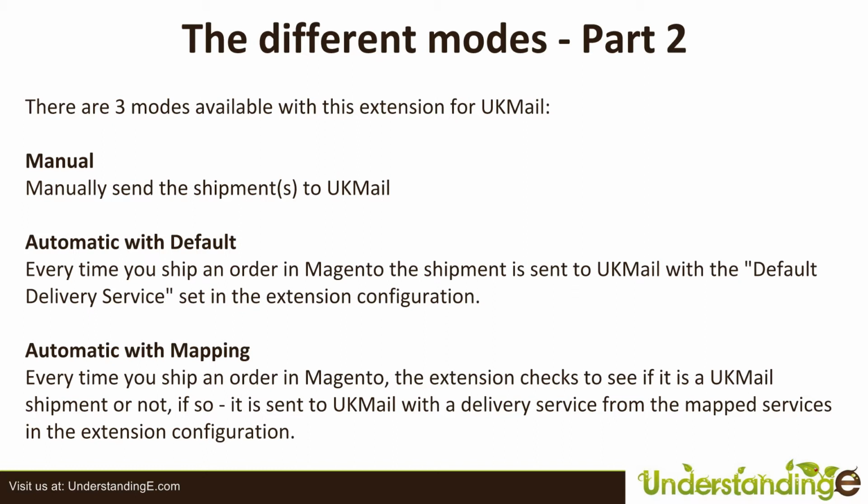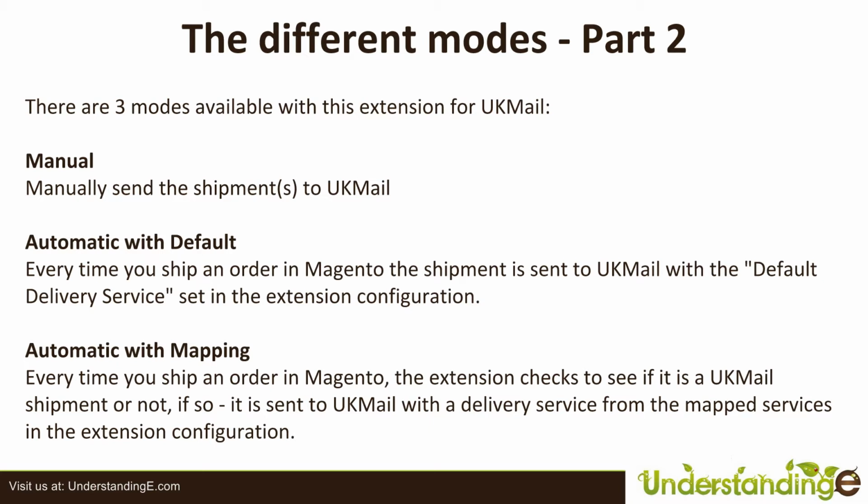The second method is the automatic modes. The first is that every time a shipment's created, it will be sent to UKMail with the default shipping method that you've selected. So it would only be useful to somebody who only uses one UKMail shipping service. So if you send all your packages as first class and you never use any other shipping method, it's perfect. Once the shipment gets created, we automatically send it over to UKMail. UKMail will see it as a first class shipment, or whichever you've selected.